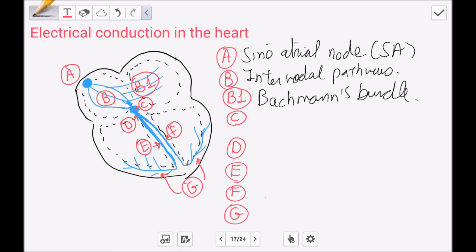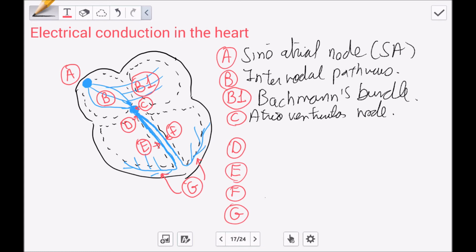C, this little notch over here, is the AV node, the atrioventricular node. The atrioventricular node actually causes a physiological pulse, a very slight pause, which allows blood to fill in, an atrial kick to refill the last small percentage of blood into the ventricles.